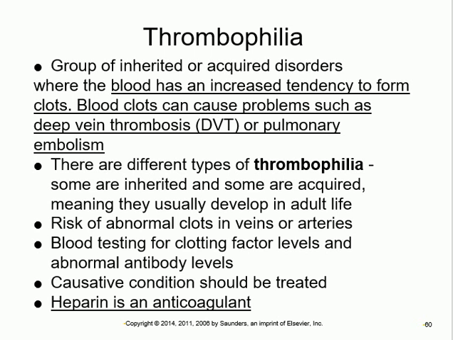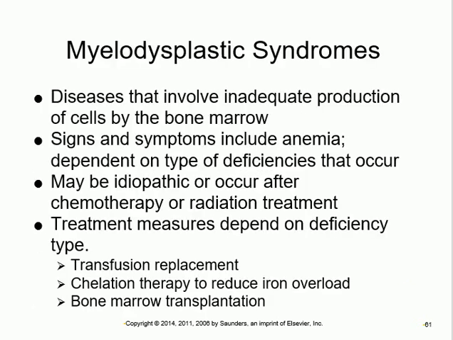Thrombophilia. So you make too many blood clots and you can have DVT or pulmonary embolism. Deep venous thrombosis, you have thrombus in the veins. Heparin can be used as an anticoagulant, and we talked about this before.